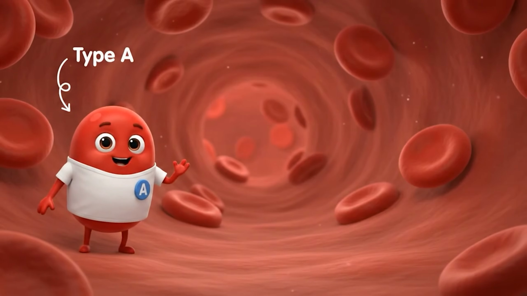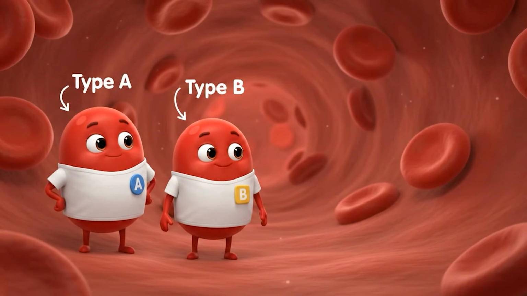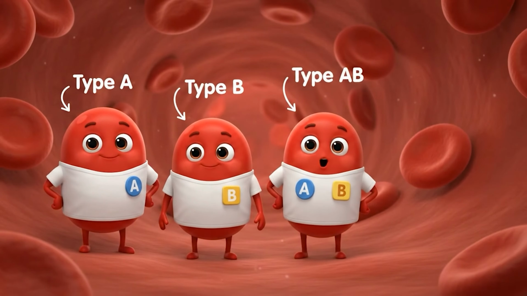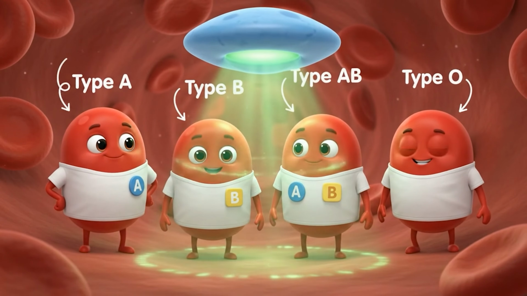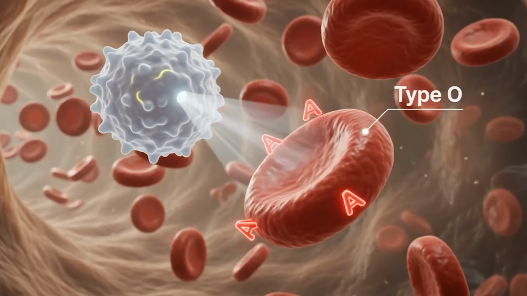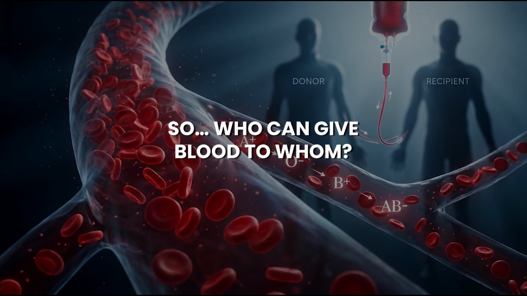Imagine your red blood cells are wearing shirts. Type A wears an A badge. Type B wears a B badge. Type AB wears both badges. And type O wears neither badge. Your immune system is trained to recognize the badges that belong to your body. So, who can give blood to whom?